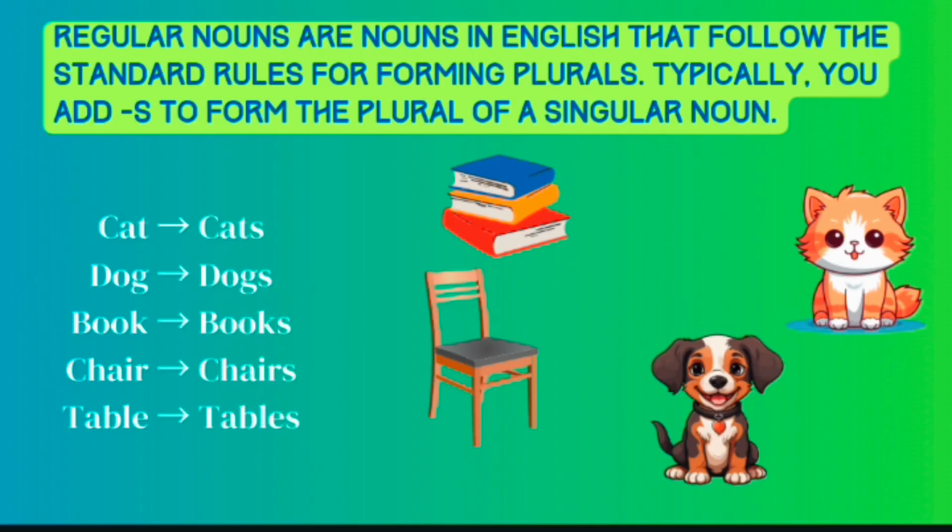Let us go through the first rule. Regular nouns are nouns in English that follow the standard rules for forming plurals. Typically, you add s to form the plural of a singular noun. Now, this is the most generally used rule that we use in everyday life, and most of us are used to this particular rule. That is, by simply using an s after the word, like cat to cats, dog to dogs, chair to chairs. So this is the easiest and the most simple way to convert a singular noun to its plural form.